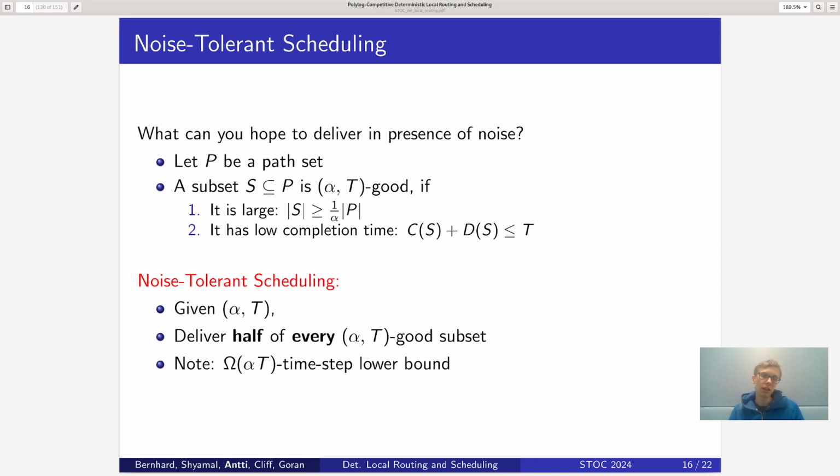And next, consider what if your subset is just a single packet? Well, then you need to actually deliver all of the packets. But what is the congestion plus dilation of a single packet? Well, the congestion is 1. So the completion time has to have an alpha factor, and it has to have a T factor. And this omega of alpha T in general is a necessary trade-off all the way.